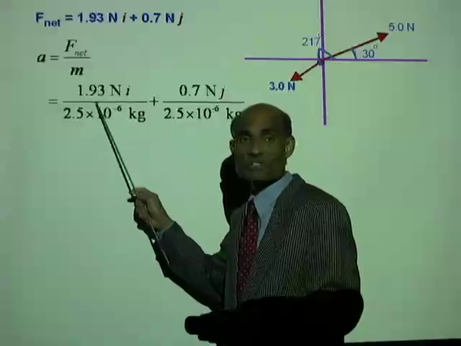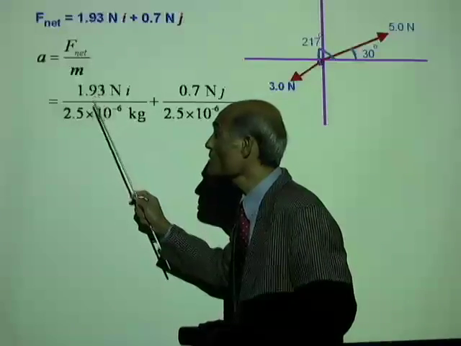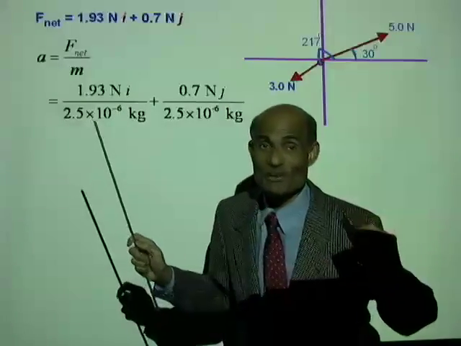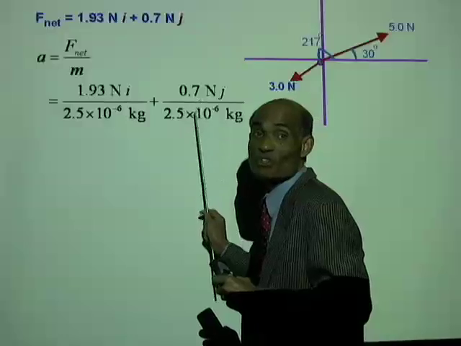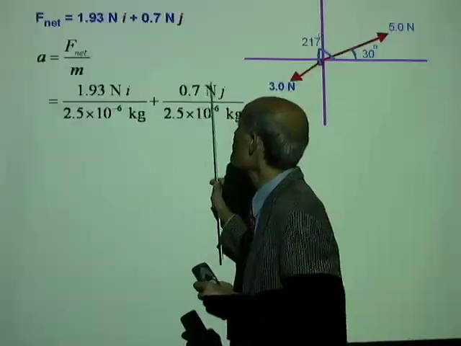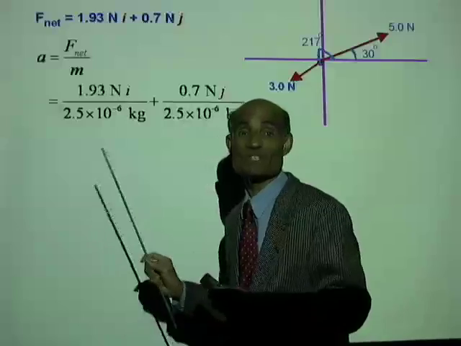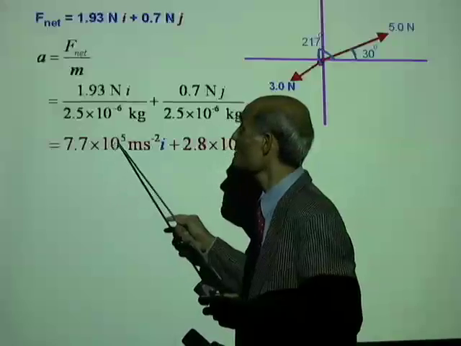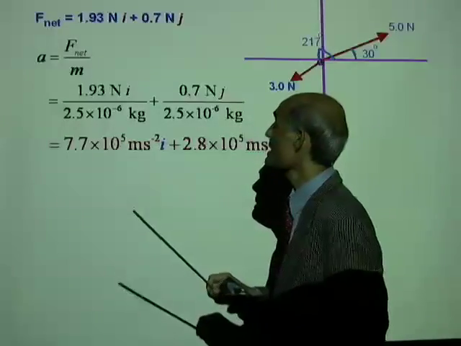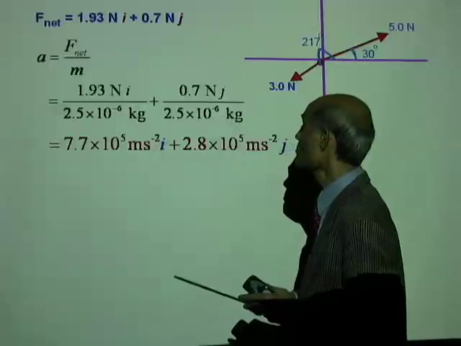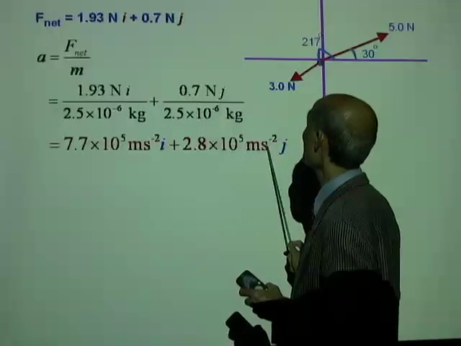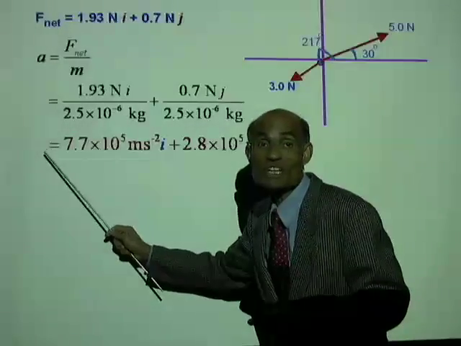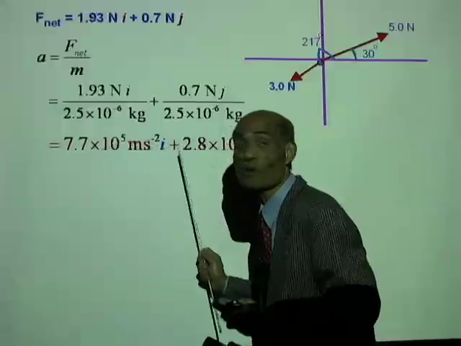Did I say this is the acceleration? No, this is the mass. The x component divided by the mass gives you the x component of the acceleration. The y force divided by the mass gives the y component of the acceleration. Simplify this, what do you get? That will be 7.7 times 10 to the 5 meter per second squared I plus 2.8 times 10 to the 5 meter per second squared J. This is the acceleration of the object in the component form.